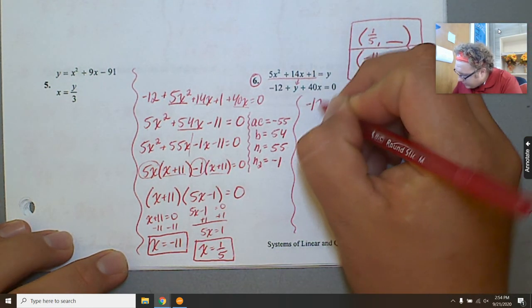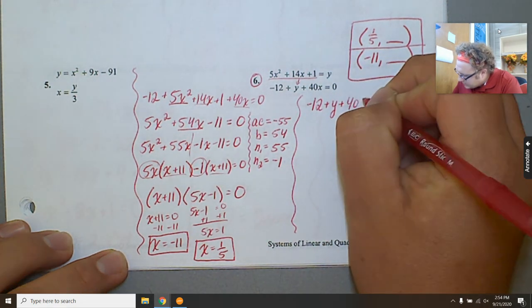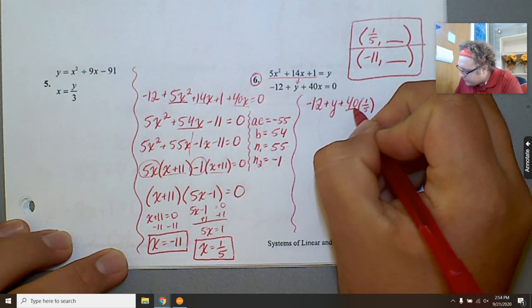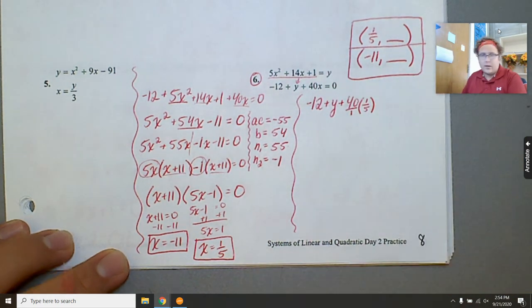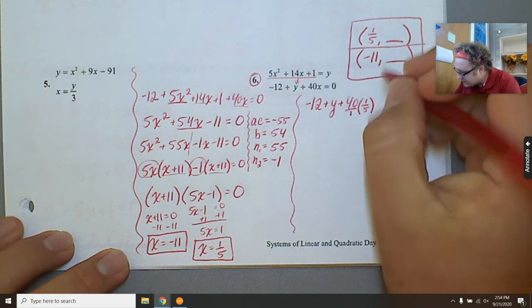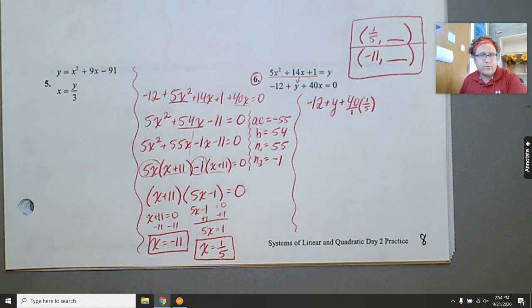So -12 plus y plus 40, and we're going to multiply that times 1/5. And here's that fraction part, right? If you weren't sure how to multiply 40 times 1/5, that's okay. Now that they're written both vertically, you can multiply across, and you'll see that 40 times 1 and 1 times 5 gives you 40 over 5, which will give you 8.